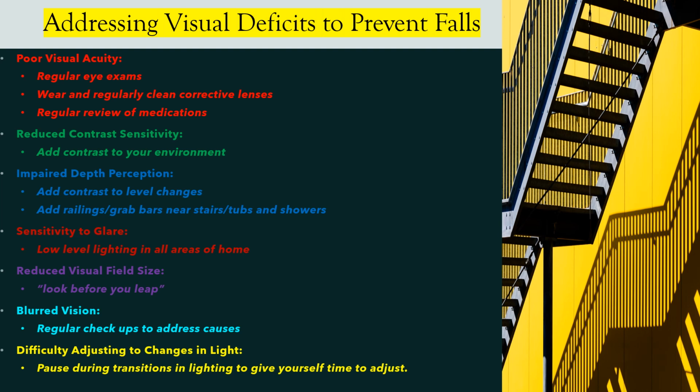Sensitivity to glare? Keep regular but low lighting in each room of your home, and you may need to give yourself time to adjust from a dark room, for example, to a sunny outdoors, like persons who have difficulty adjusting to changes in light. If you have difficulty adjusting to changes in light, you may want to consider some transition lenses as well.